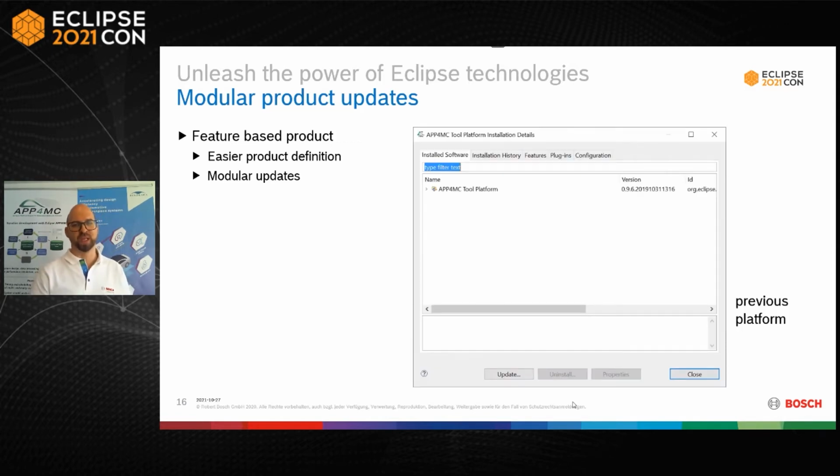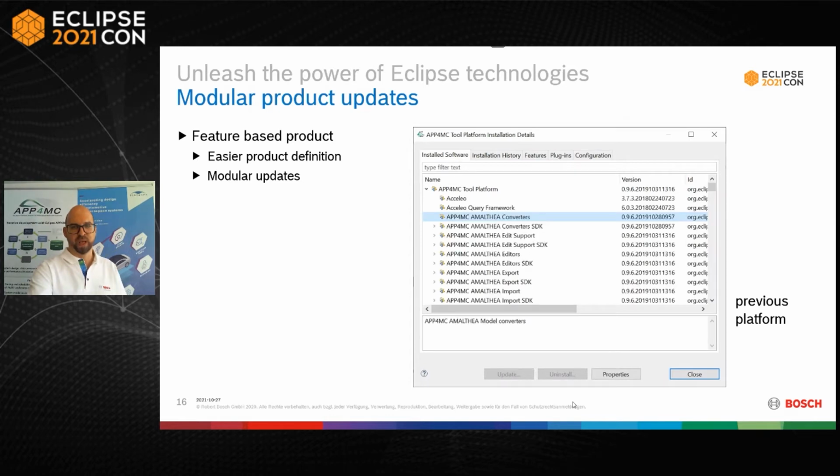But we realized in an older version, in the previous platform, that when we tried to do a modular update, we were not able to do this because we misconfigured the product. We only have one root feature. And if we then select a single feature out of it, we see we cannot uninstall that single feature or update that single feature because it's part of the APPAMC tool platform. So actually, we were not able to do modular updates.